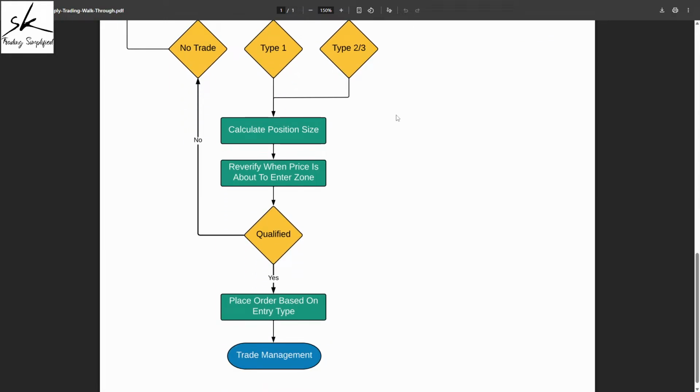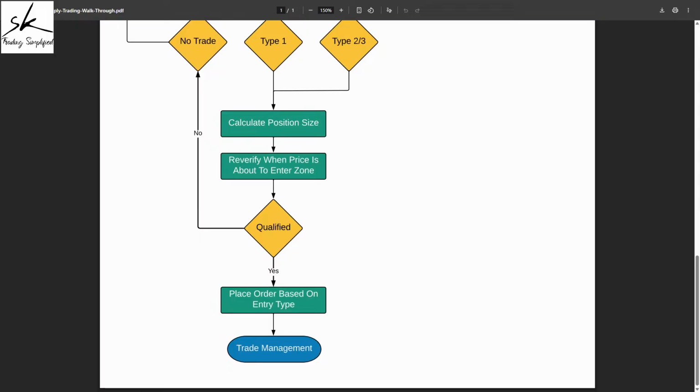Now, no matter how high the quality or the probability, any trade can be a stopped out trade. So we need to be ready for the worst case scenario, for which we'll do a proper position size calculation.